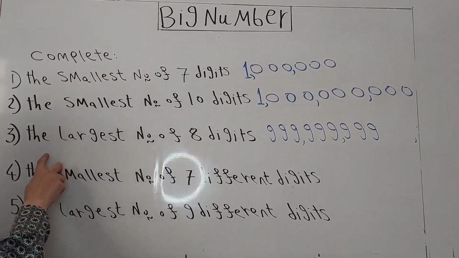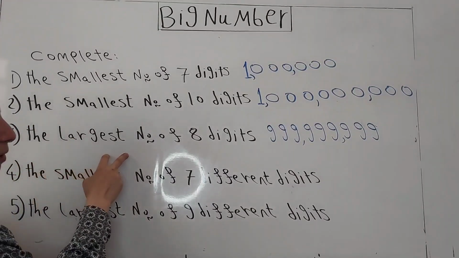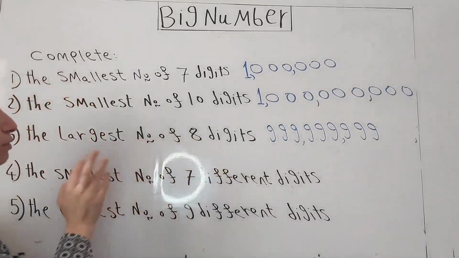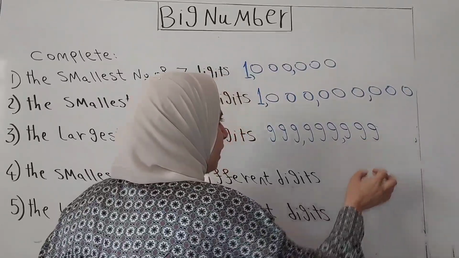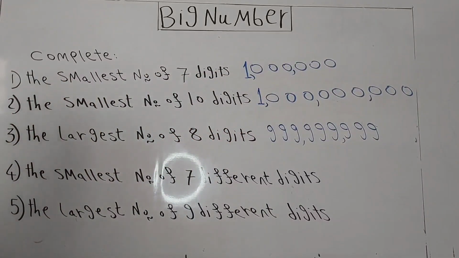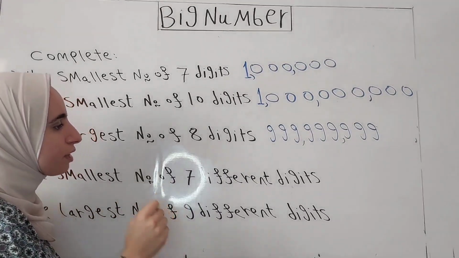Now, if we need to write the largest number of 8 digits but even, we cross out the last 9 and make it 8.